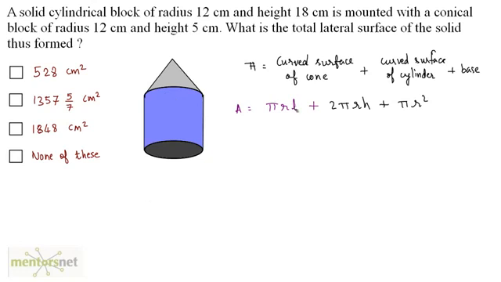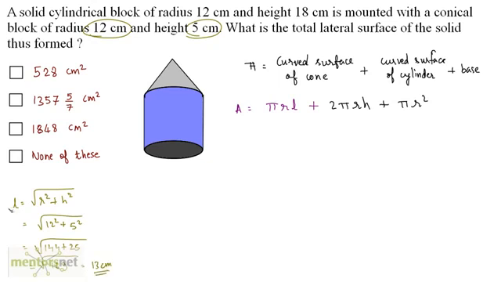Well, we don't know this slant height of the cone, so let's calculate that. So L is equal to the square root of r square plus h square. This is only with respect to the cone, so this is the square root of, what is the radius of the cone? Well, the radius of the cone is 12 centimeters, so this is 12 square plus, what is the height of the cone? Well, it's 5 centimeters, so 5 square. So the slant height of the cone is 13 centimeters.